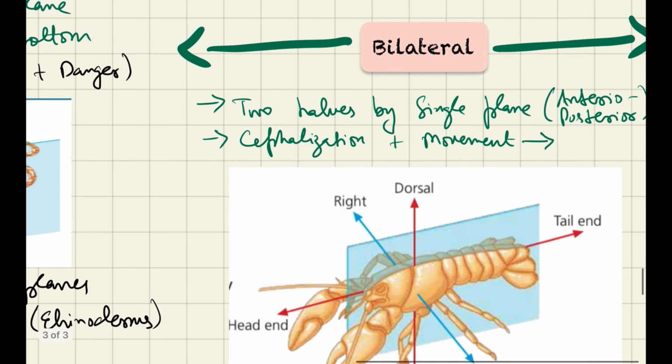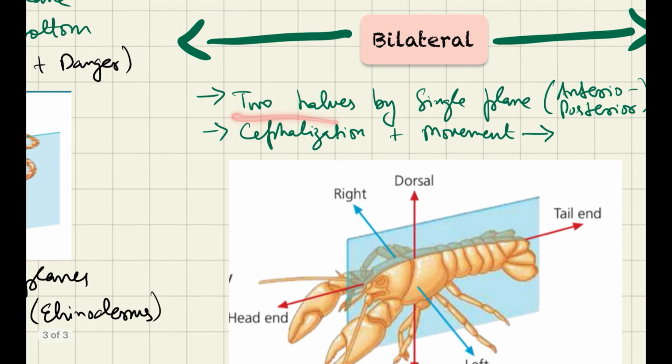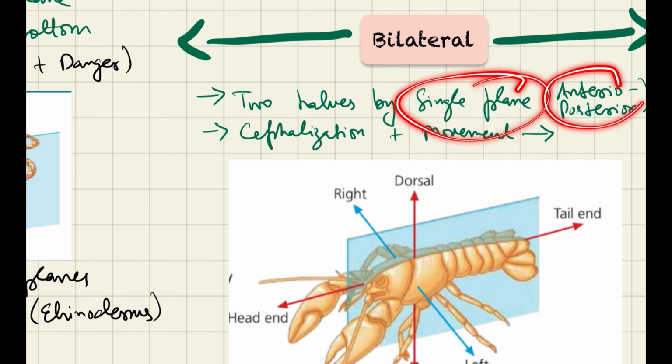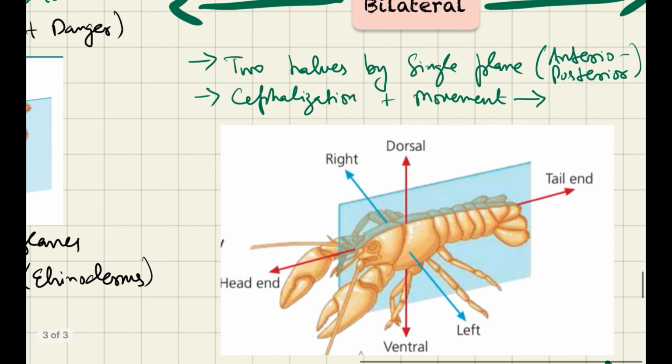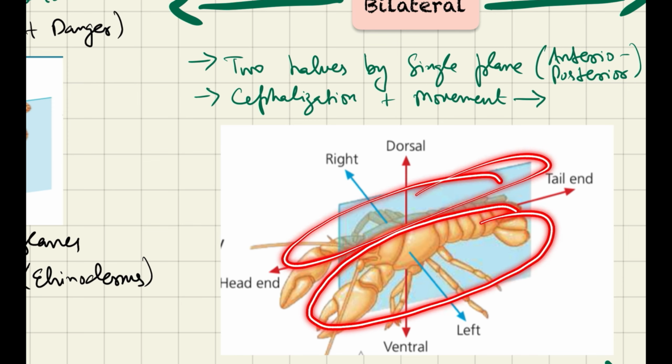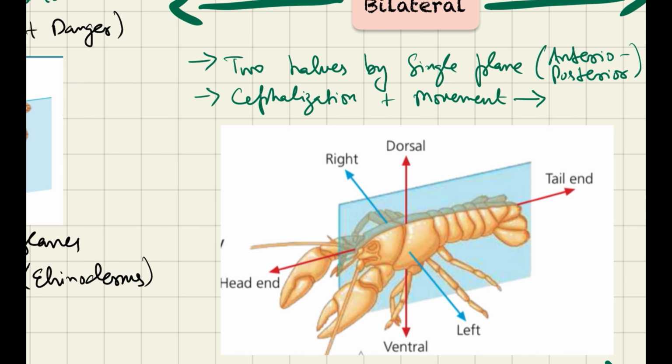Now let's come to bilateral symmetry. Bilateral symmetry is when an organism can be cut into two halves only by a single plane, which is the anterior posterior plane. Like see here, it is a single anterior posterior plane cutting from the midline of the body, and it is cutting the organism into two equal halves, this one and this one, left right kind of thing. A dorsoventral plane can also be there, but it is not cutting the organism into two similar halves. Both are different.